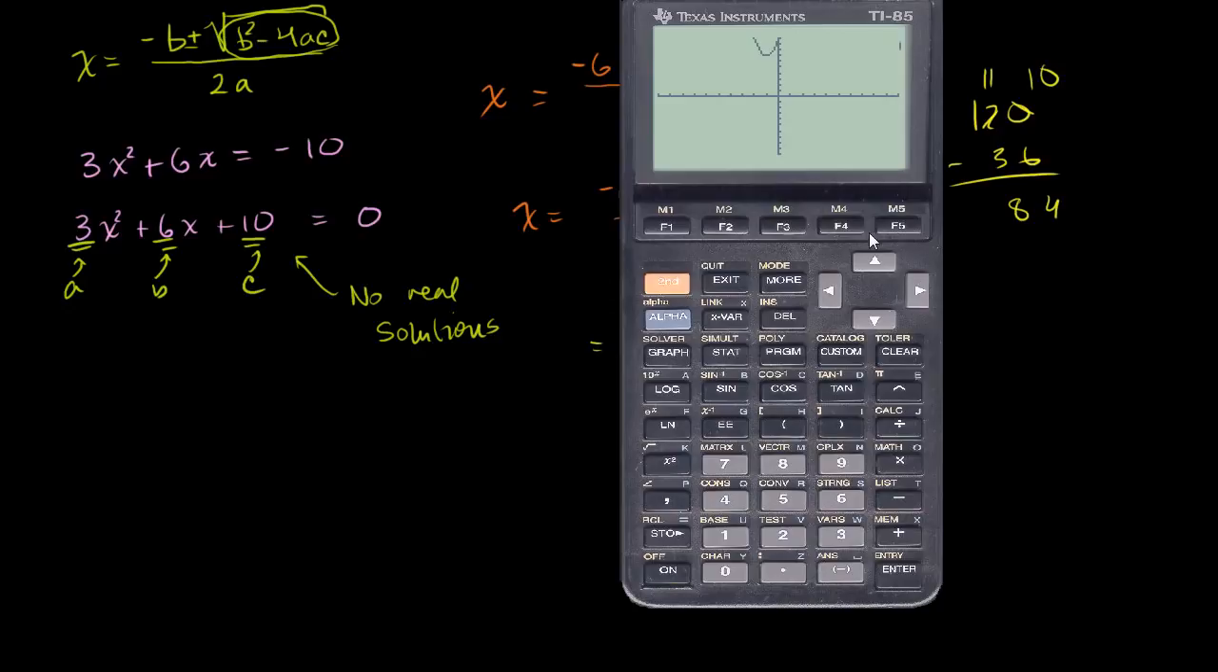Let's graph it. Notice, this thing just comes down and then goes back up. Its vertex is sitting here above the x-axis, and it's upward opening. It never intersects the x-axis. So at no point will this function equal 0. At no point will y equal 0 on this graph. So once again, the quadratic formula seems to be working.